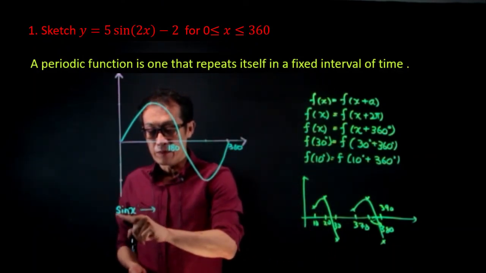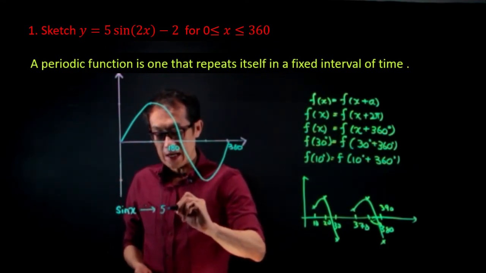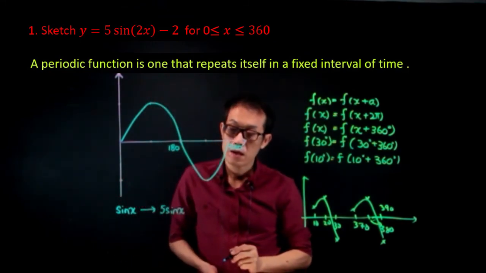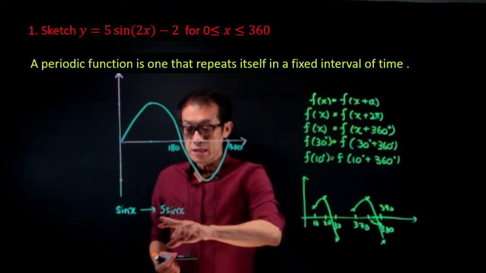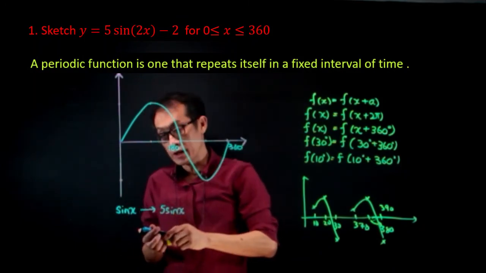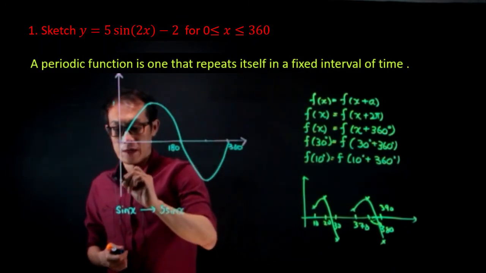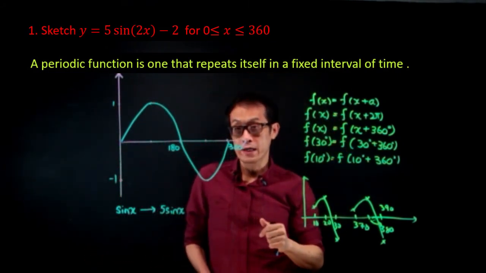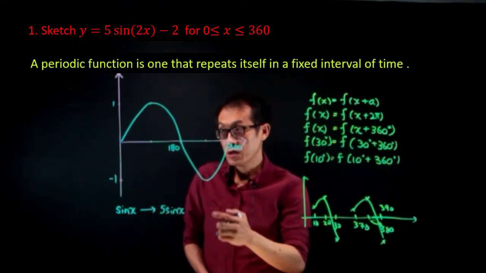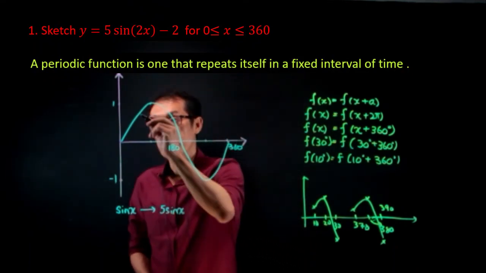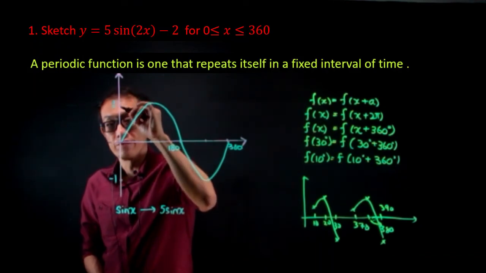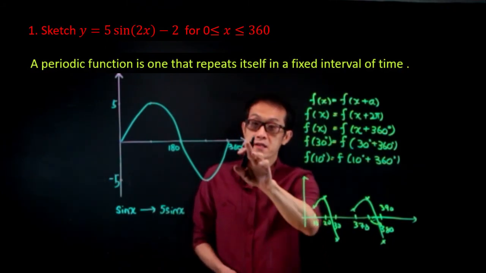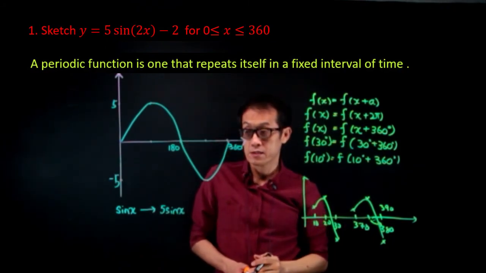Now, you want to transform sine x to 5 sine x. With a 5 here, it stretches the graph. The original was 1, and this is minus 1. It stretches the graph parallel to the y-axis by a scale factor of 5. So it was 1, so now it becomes 5 and minus 5. This is still the same, it is still the x-axis.